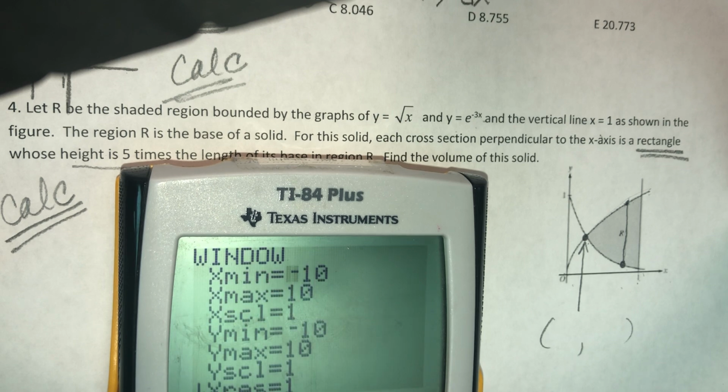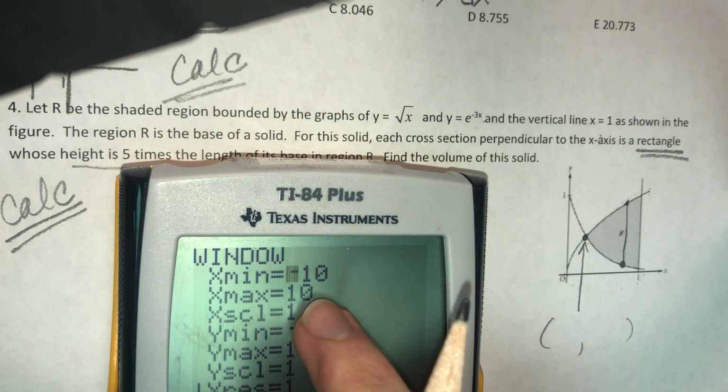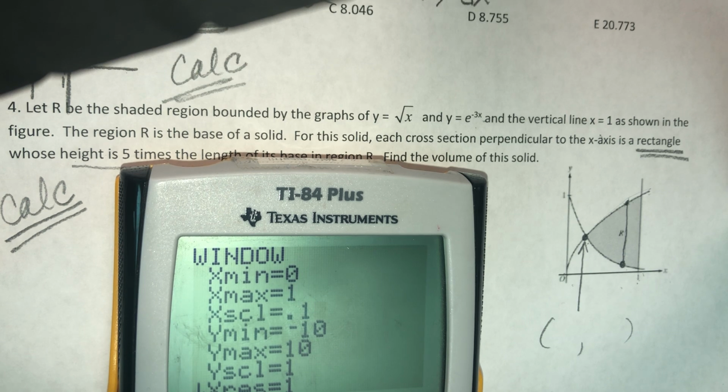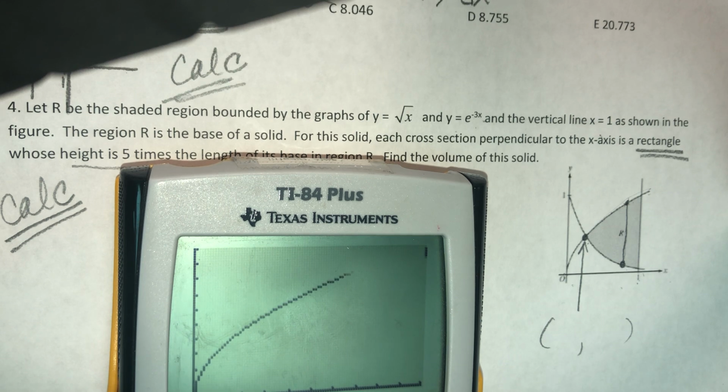So I'm going to go to my window and make my window here match the window I see on my paper. So my x-min is 0, and my x-max is 1, and I'll count by 1/10. Y-min, 0, Y-max, 1, and I'll count by 1/10 there. So this should look more like what I see on this picture on the paper. So I'm looking for this x-coordinate of the intersection.